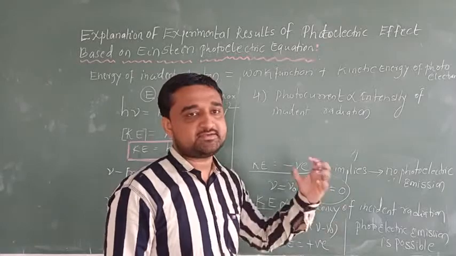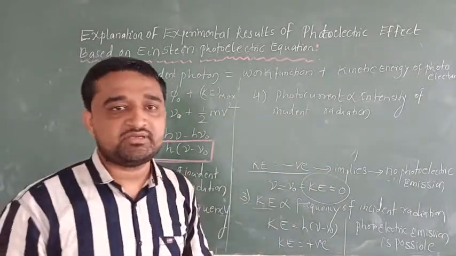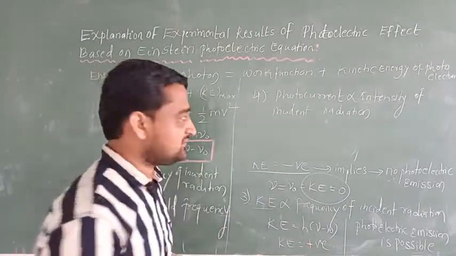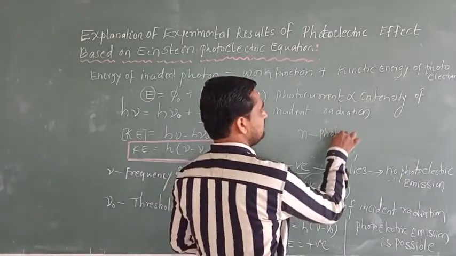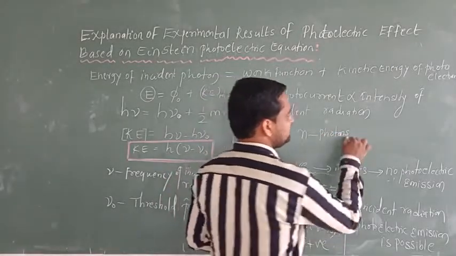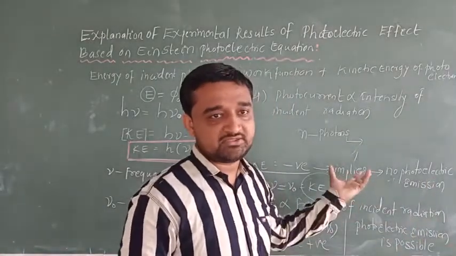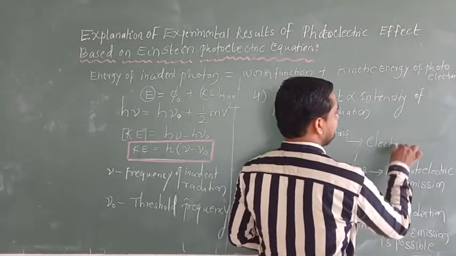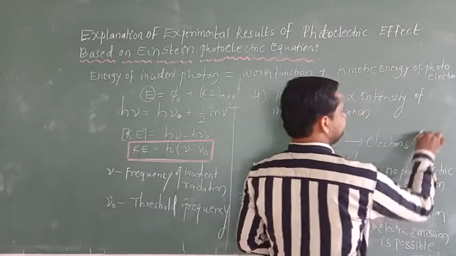of photons. If the intensity of light is higher, the number of photons incident on the metal surface per second also increases. Number of photons increases. As the number of photons increases, that means what? More free electrons will take that energy. So the electron number also increases.